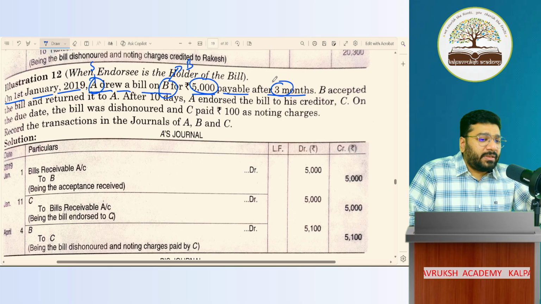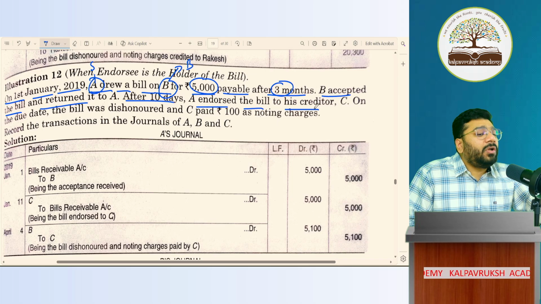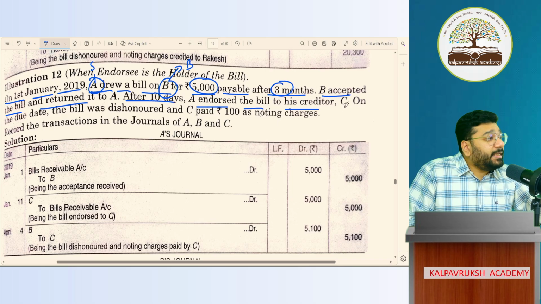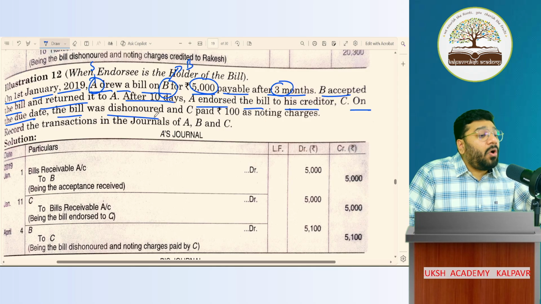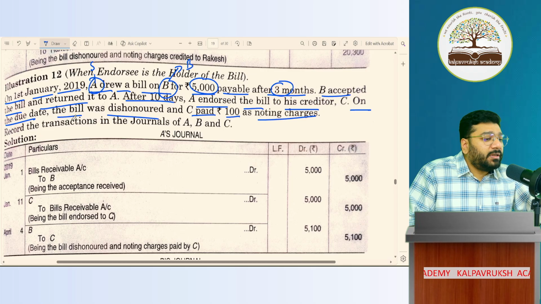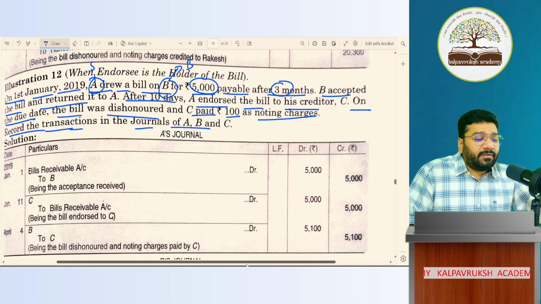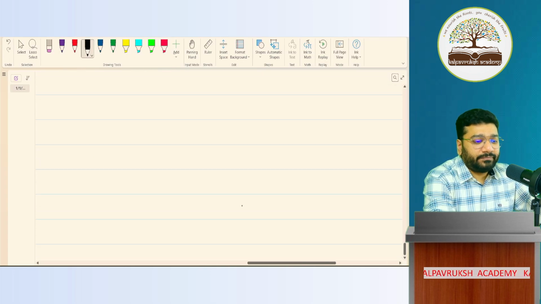Credit period 3 months. B accepted the bill and returned it to A. After 10 days, A endorsed the bill to its creditor C. On the due date, the bill was dishonored and C paid 100 as noting charges. Record the transactions in the books of A, B and C. Let's do it fast. Super fast.